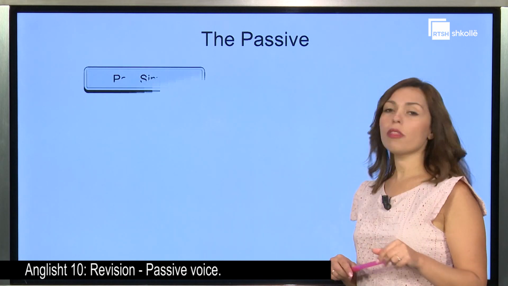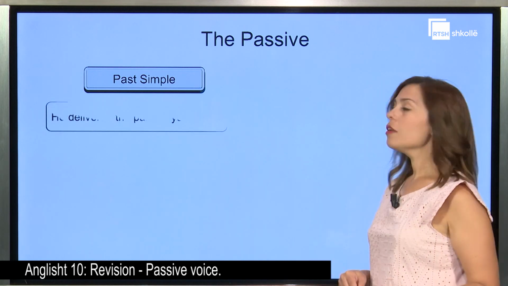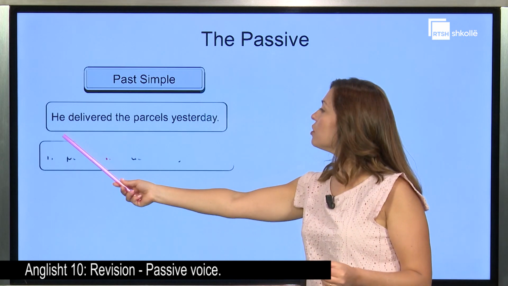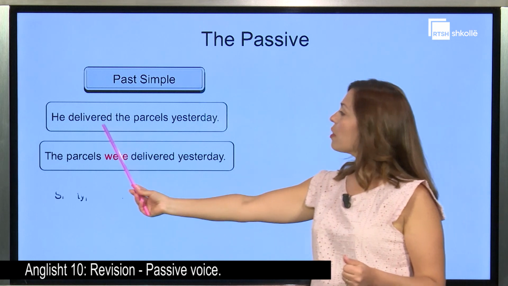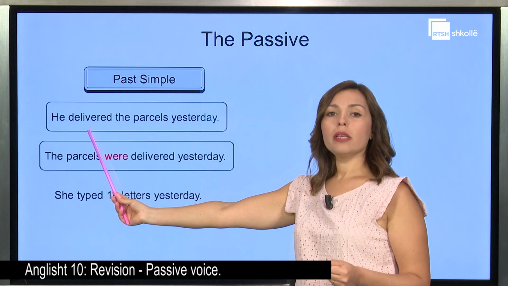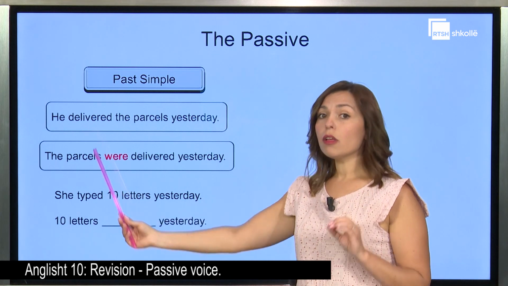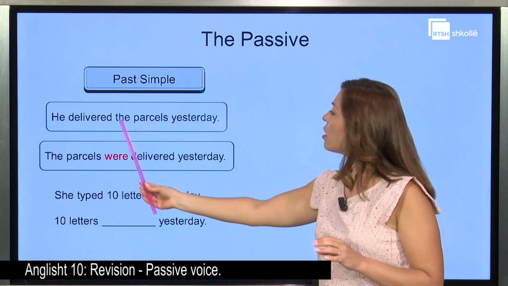Let's move on and see now another tense. We're going to deal with the past simple. Let's take the same sentence but in the past now. He delivered the parcels yesterday. We can see that our main verb is in the past simple, delivered. So we need the past simple of the verb to be. So the parcels again.